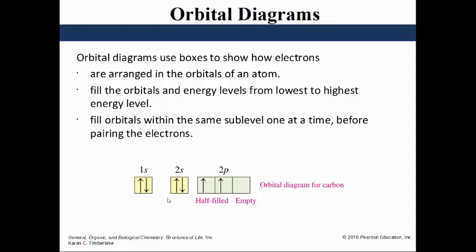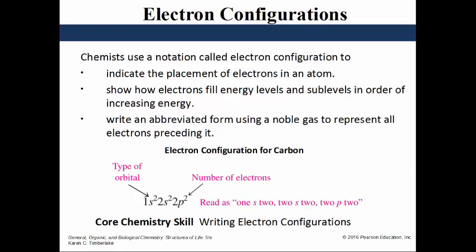The lowest energy levels are always completely filled first before you can move on to the next. Now chemists will use a particular type of notation called electron configuration to not only indicate the placement of electrons in the atom, but to show how electrons fill various energy levels and sublevels. And there's an abbreviated form using a particular noble gas to represent all the electrons preceding it. That's a shorthand way to write an agreed upon setting for all these configurations.